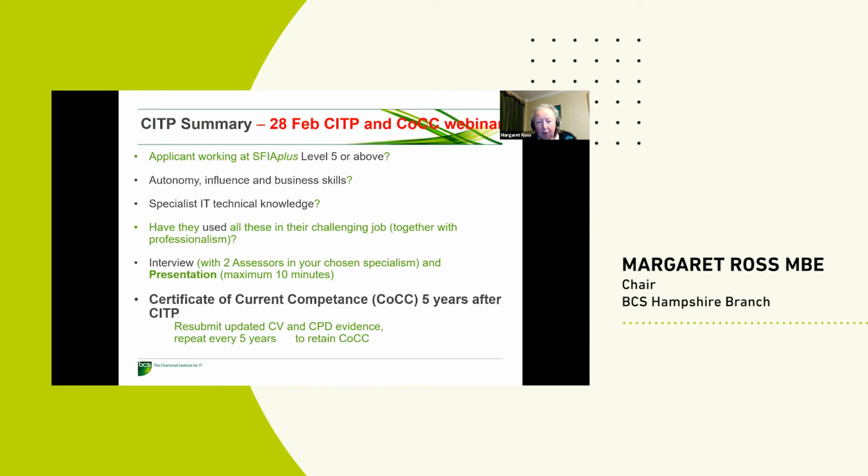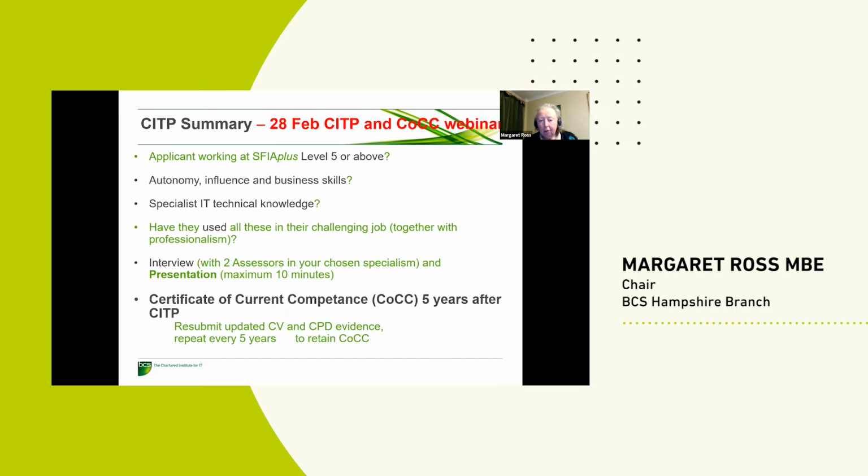So moving on to a quick summary of the CITP. You've got to be working at level 5 or above. You've got to have basically this range that we talked about. You've got to talk about what you did, and you have to provide this information in written form. And if that's successful, then you're going through to the interview, 2 assessors, and you're required to do a presentation, a maximum of 10 minutes. By the way, all of these interviews can be done remotely.